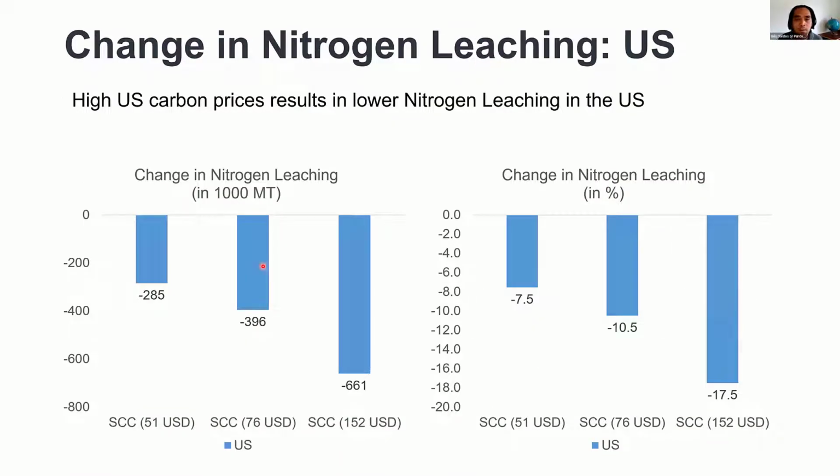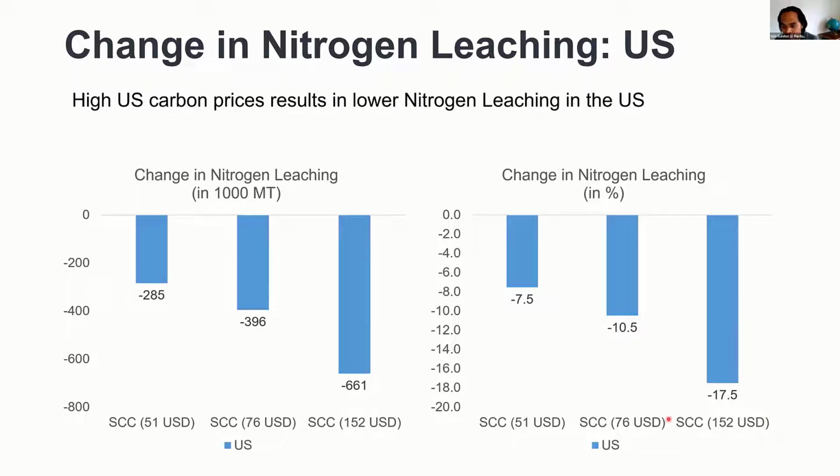And now let's take a look at the nitrogen leaching. So here we're seeing again this pattern wherein you have high carbon prices, you have lower crop production in the US, and then you're also facing a higher fertilizer price in the US. And that would have a huge impact in terms of discouraging farmers to use nitrogen fertilizer.